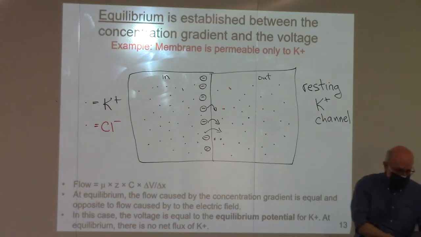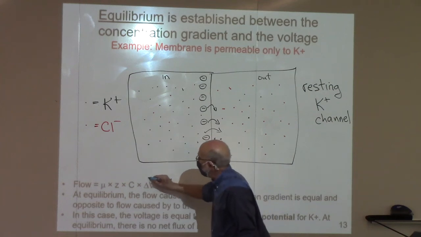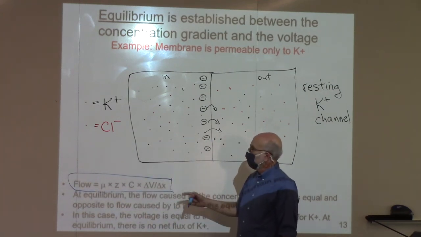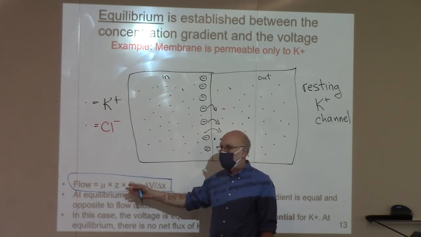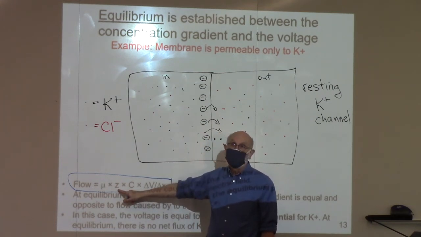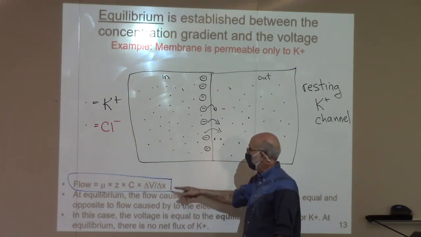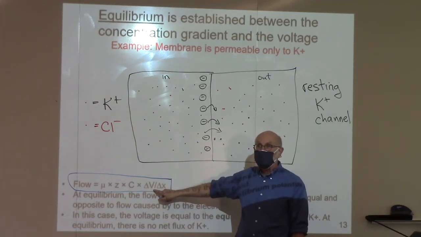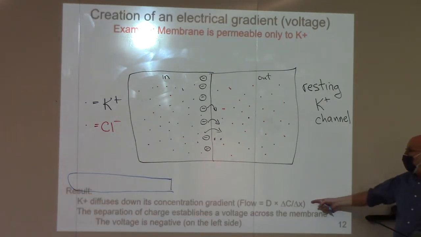So there is now a voltage flow that's due to some constants. This is a constant. This is the charge. This is the concentration on the source side. And here is the voltage gradient. So we have one equation that defines the flow in response to the concentration gradient.